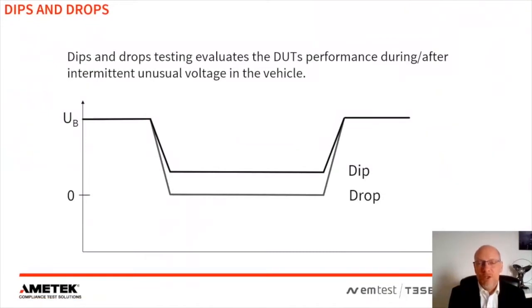So dips and drops testing is usually split into two different categories. A dropout is to 0 volts, and a dip test is to something other than 0 volts. You'll find cases where the DUT has to react correctly for a short period of time at 0 volts, or it may fail, for example, at 6 volts, but it has to work at 8 volts. So basically, a dip is to something other than 0 volts, and a dropout test is all the way down to 0 volts. We're going to talk about both of those types of testing today.